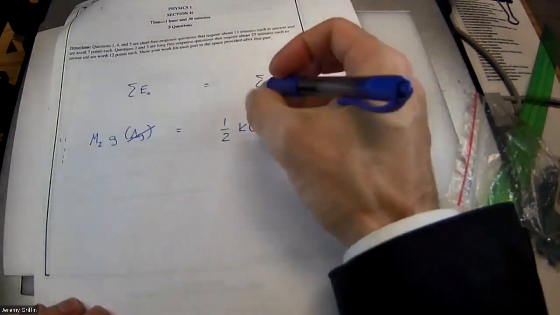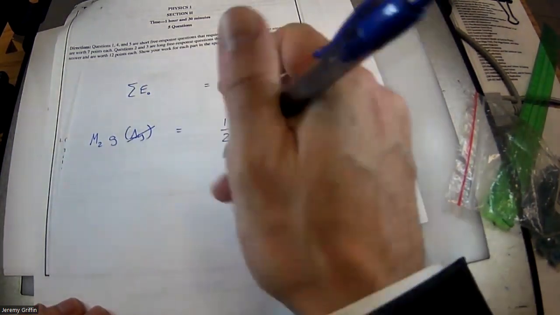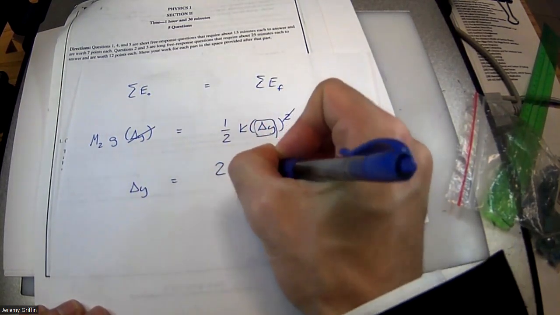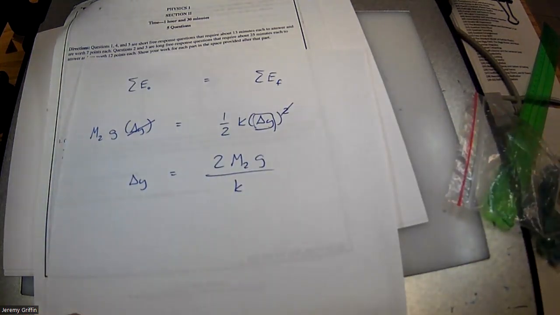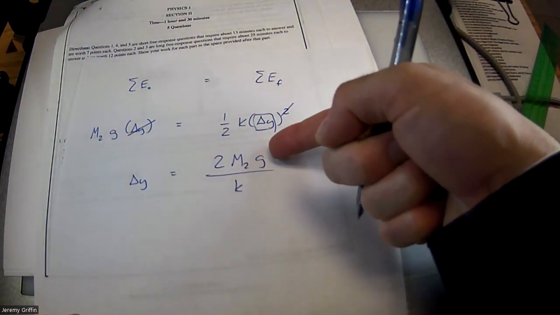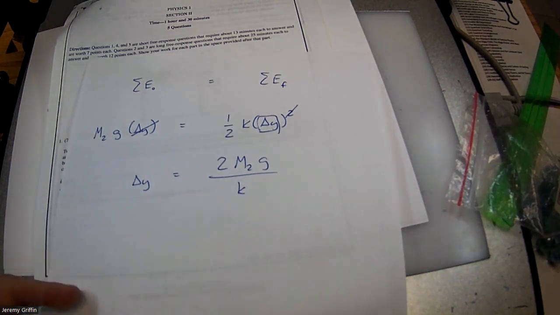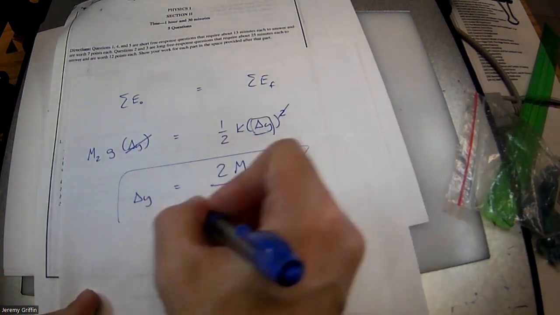Right. I think we're solving for delta y, right? Times 2 over k. So we got delta y equals 2 m2 g over k. There you go. Hey, the more the hanging block weighs, the more it's going to stretch. The more the spring constant, the less it stretches. Hey, kind of makes sense, right? There's your answer.